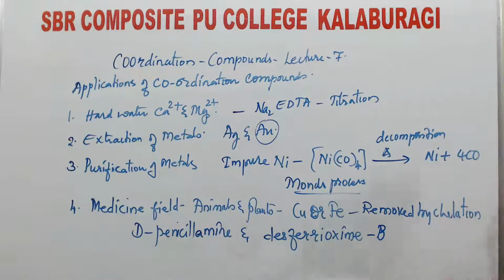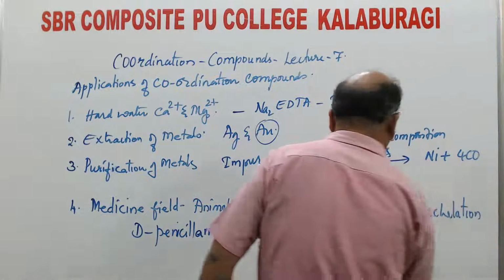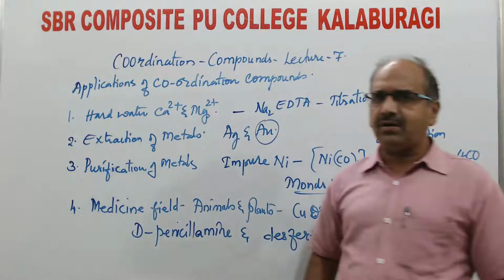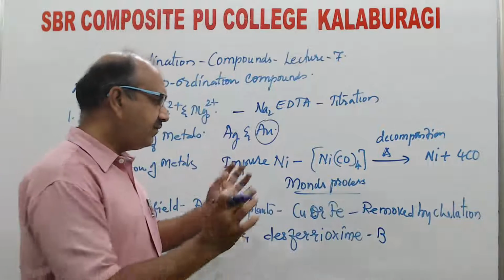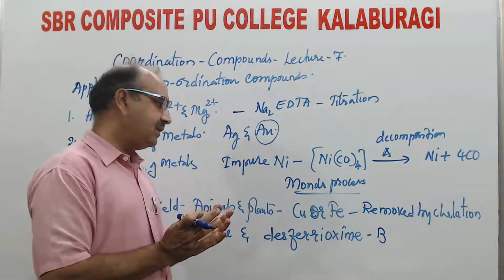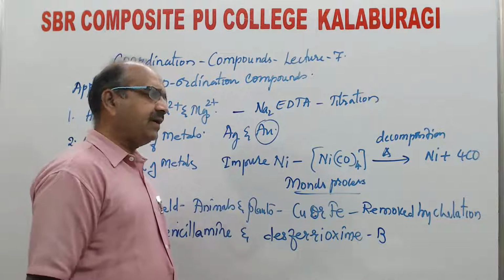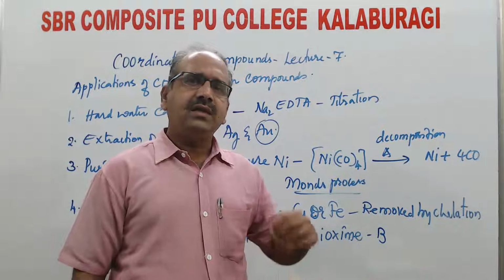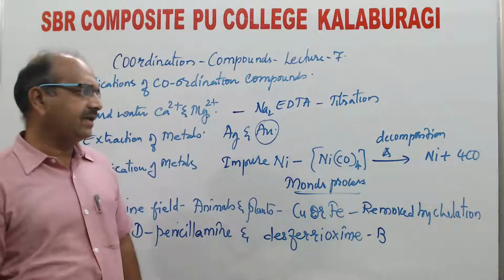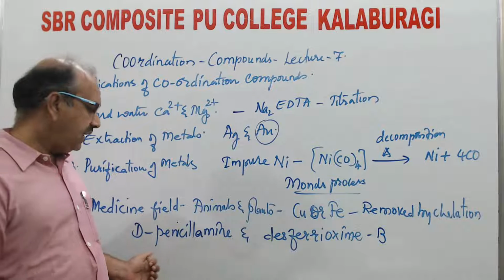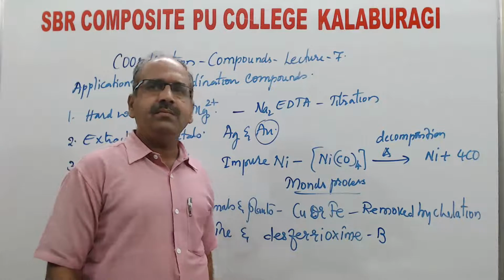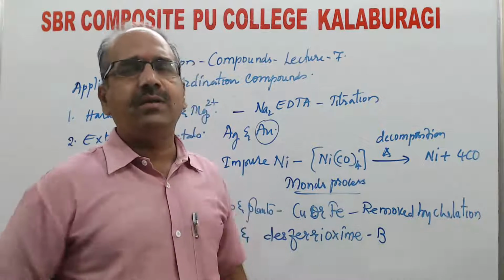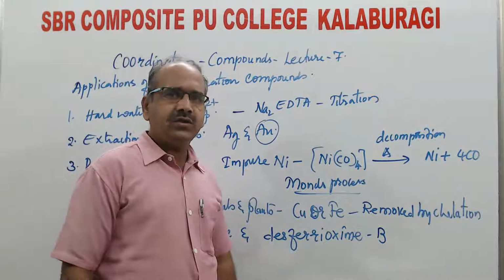These two are the agents which can form a chelating complex, a ring form of the coordination compound with the copper and the iron. Once it forms a chelating complex with the copper and iron, it shall be flushed out of our body. So that's how the extra contaminant like copper and iron can be removed by dipenicillamine and desferrioxime B. These are complexing agents. They will form a very strong coordinate bond with the copper and iron.